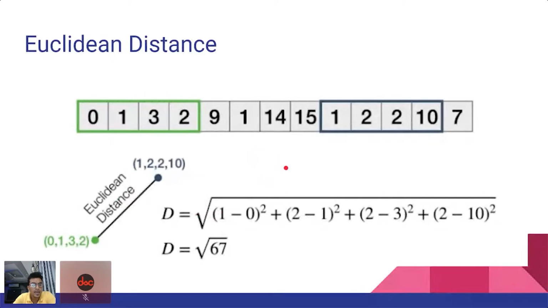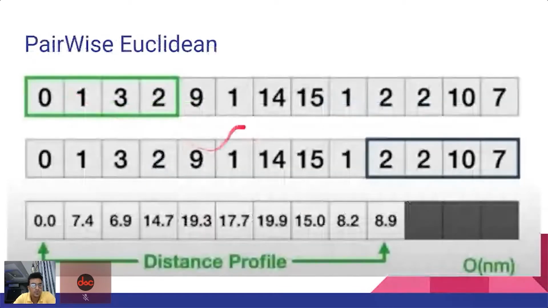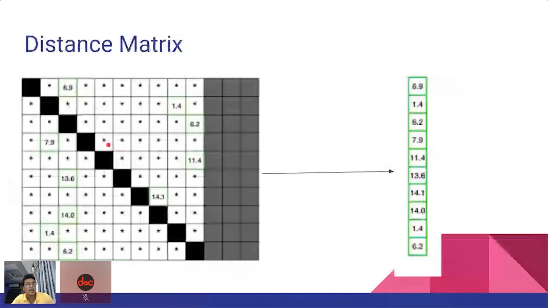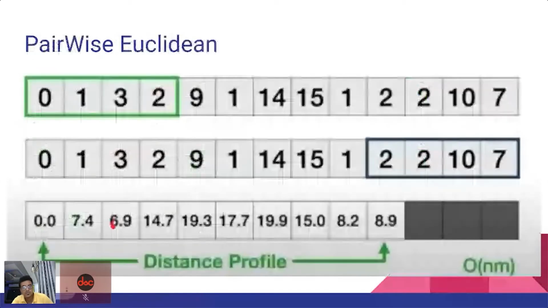So if we calculate this with every other subsequence, this is the distance profile we get. If we calculate the distance between this and itself, the distance is 0, right? If we calculate the distance between the first subsequence and the second one, which is 1, 3, 2, 9, the distance is 7.4. Then we calculate between the first one and the third subsequence, which is 3, 2, 9, 1, and the distance is 6.9. And essentially we'll calculate for all the other subsequences there are, and we will get this as a distance profile.